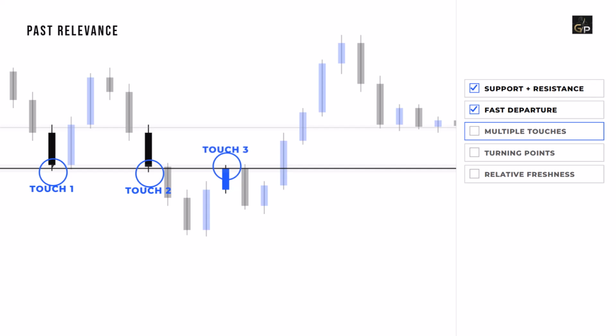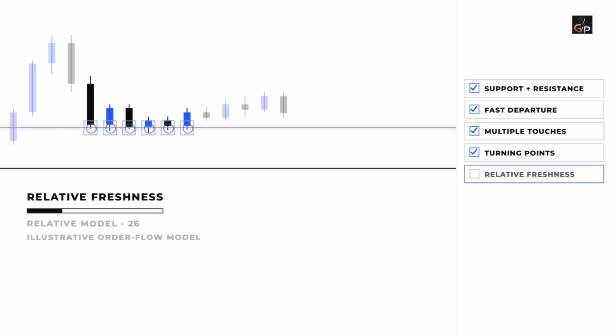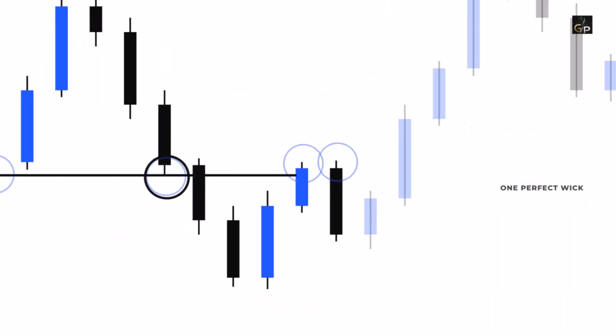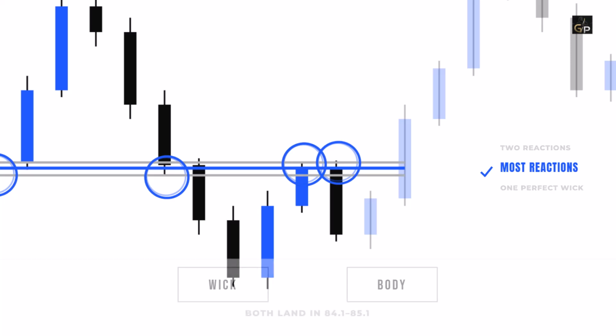You want turning points, the places where the market actually changed its mind about direction. And you want relative freshness, for the reason we spent time on. An area that's been picked apart repeatedly has had its inventory cleared out. When you draw them, position the line to catch the greatest number of reactions, rather than to be technically perfect about any single one. Whether you draw from wicks or bodies genuinely does not matter, and traders lose an unreasonable amount of time on that question.